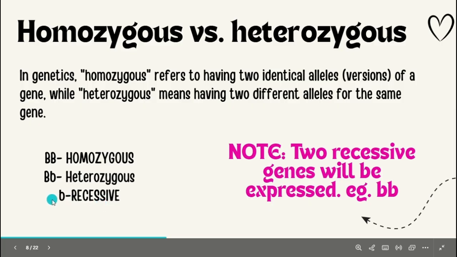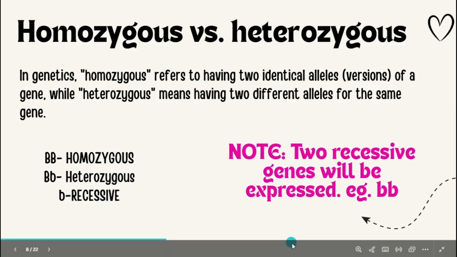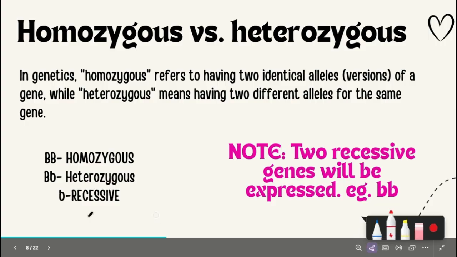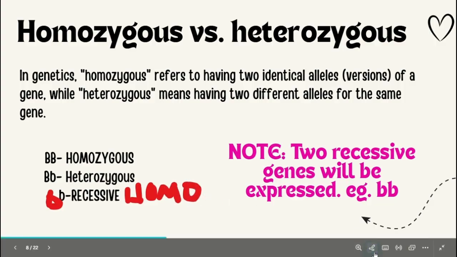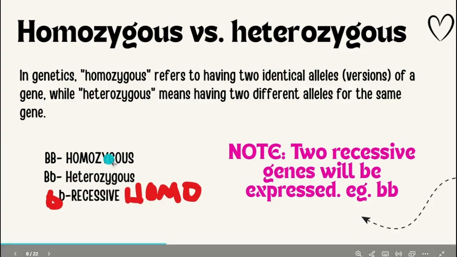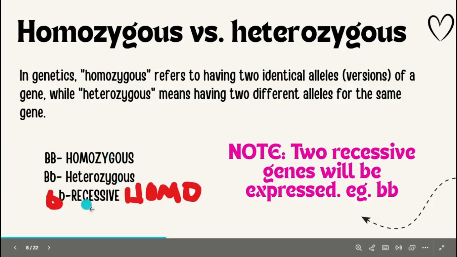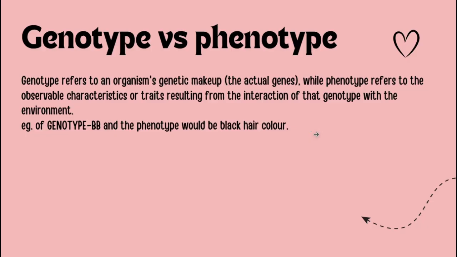But in this situation, if we put another little b right here, that would be homozygous recessive. So you have homozygous dominant, you have heterozygous, and then you have homozygous recessive. Those would be the three main ones.